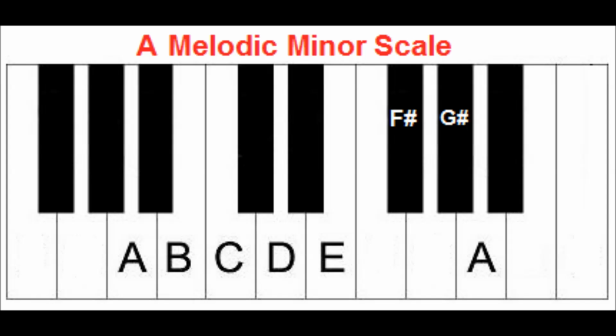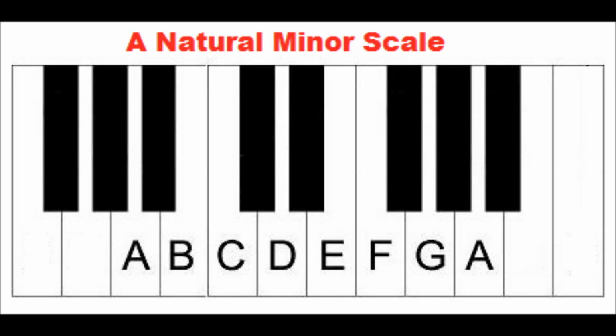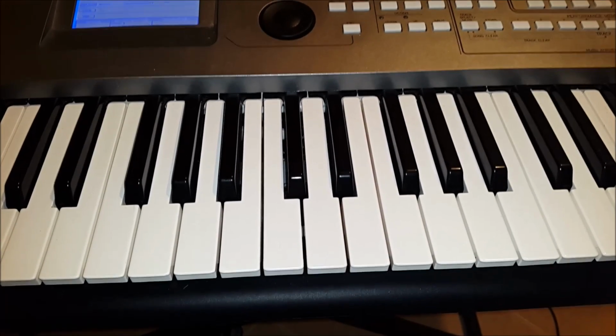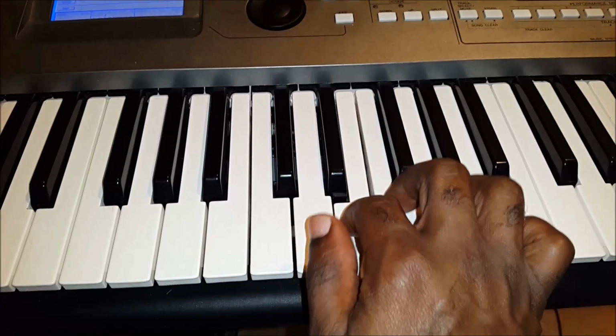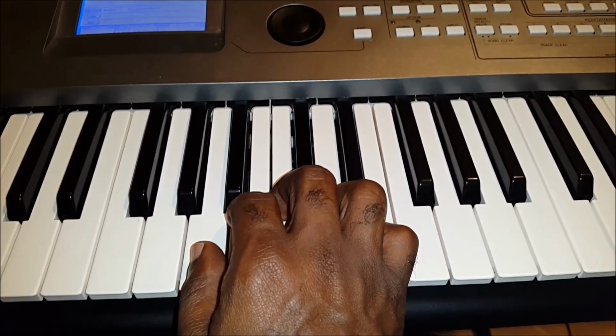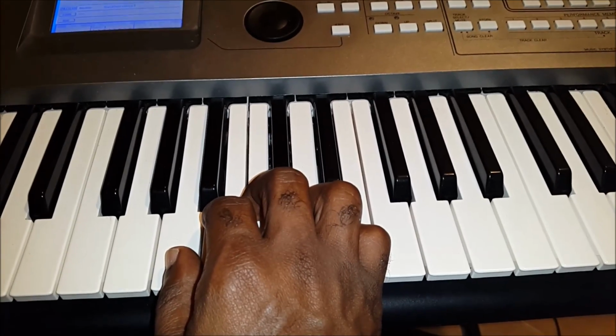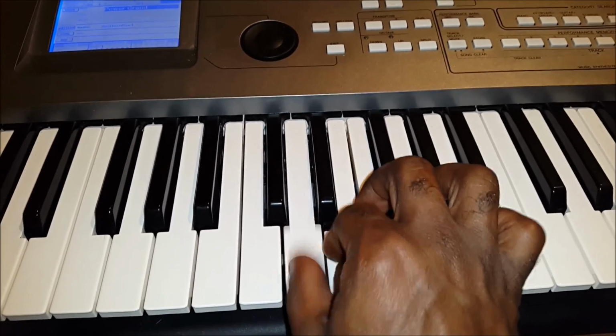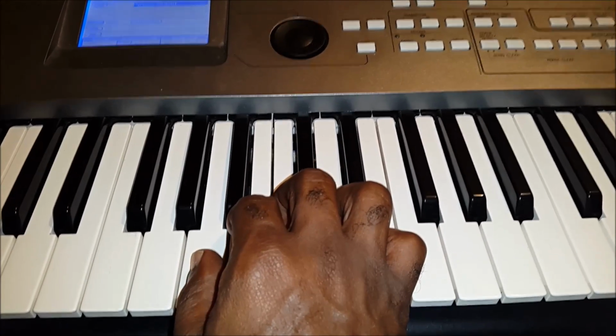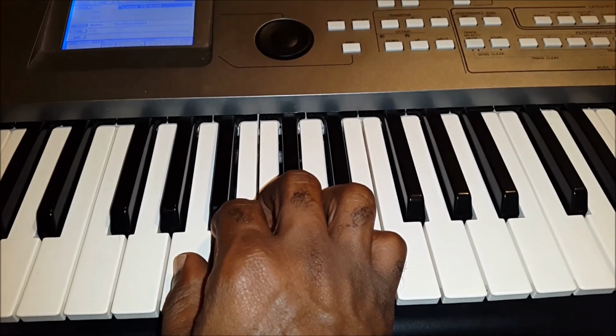The notes A, B, C, D, E, F sharp, G sharp, and A are used when ascending the scale. When descending, you go back to the natural minor scale. Practice these scales until you know them well. We start with the A natural minor scale. Then we move to the A harmonic minor scale. And finally, the A melodic minor scale.